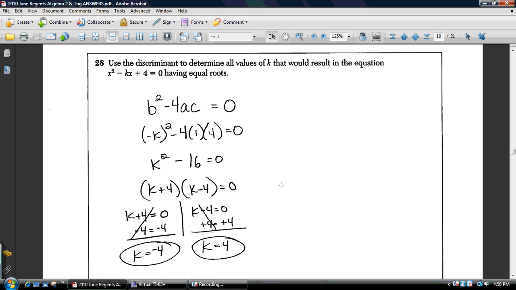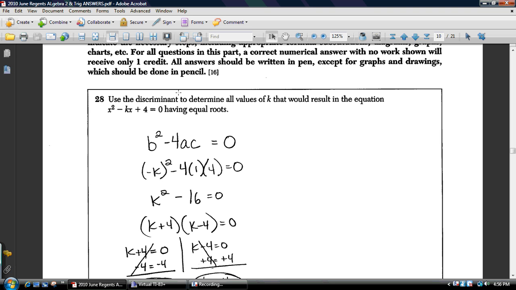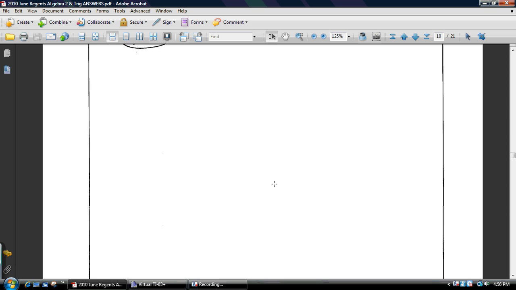Short answers, use the discriminant. Determine all values of k that would result in the equation having equal roots. When an equation has equal roots, the discriminant equals 0. So b squared minus 4ac equals 0. Then you sub in these numbers. B happens to be negative k, a is 1 and c is 4. Plug them in, you get this. Then you have to factor that, solve, and those are the two values for k that will result in the equation having equal roots.